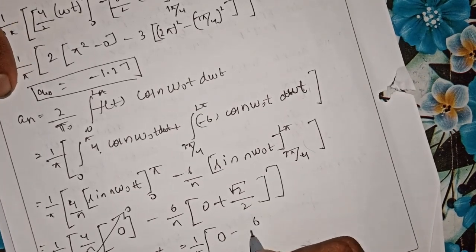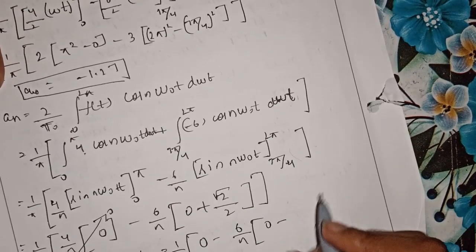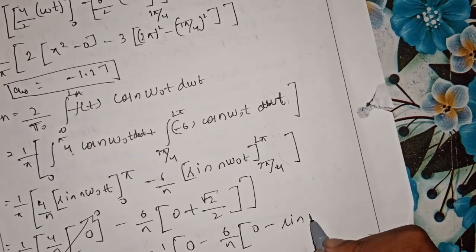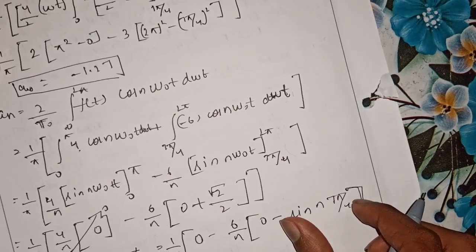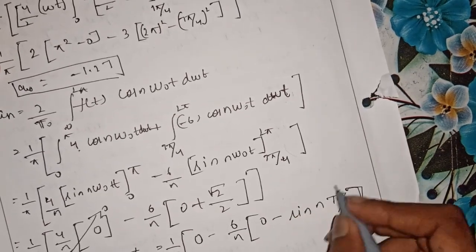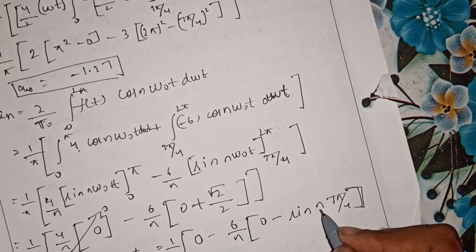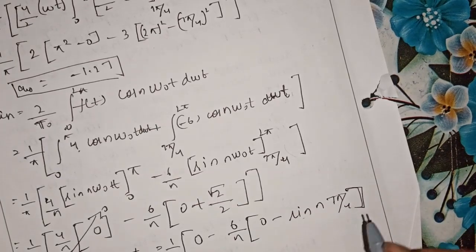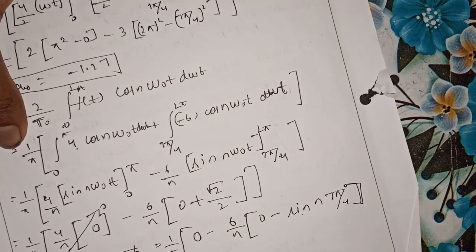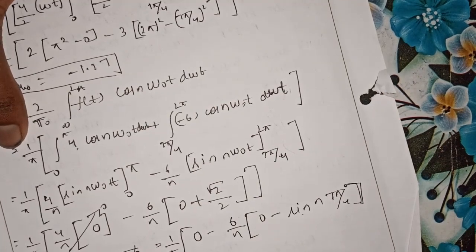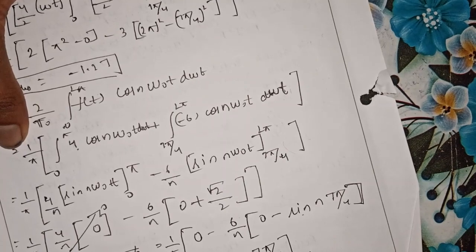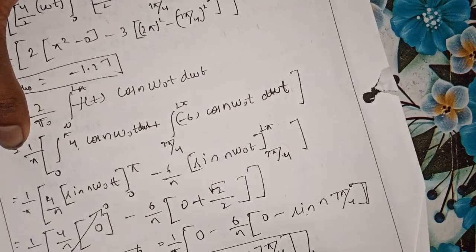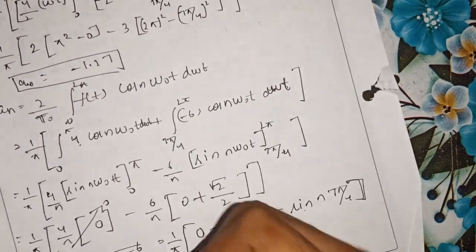This will be 0 minus 6 by n, 0 minus sin of n times 7 pi by 4, which is obviously sin n 7 pi by 4. Sin of 7 pi by 4 is defined as root 2 by 2, but sin of n 7 pi by 4 is not defined in general. Taking minus into minus as plus, we get 6 divided by n pi, which is a constant value, into sin n 7 pi by 4. That is the value of En.